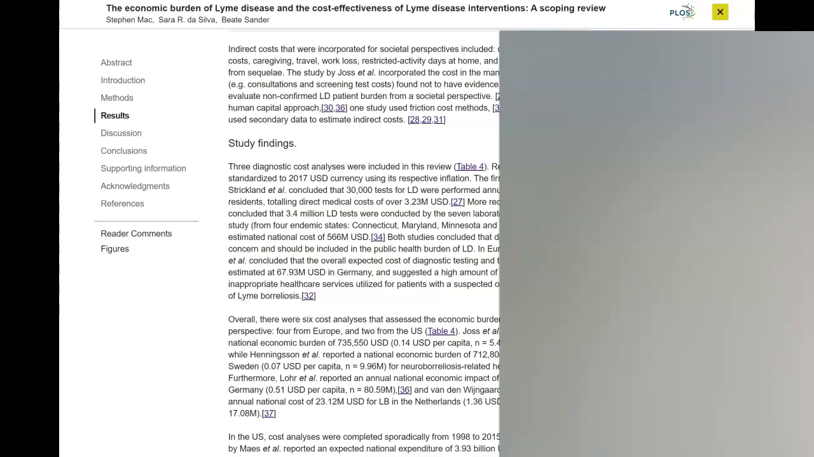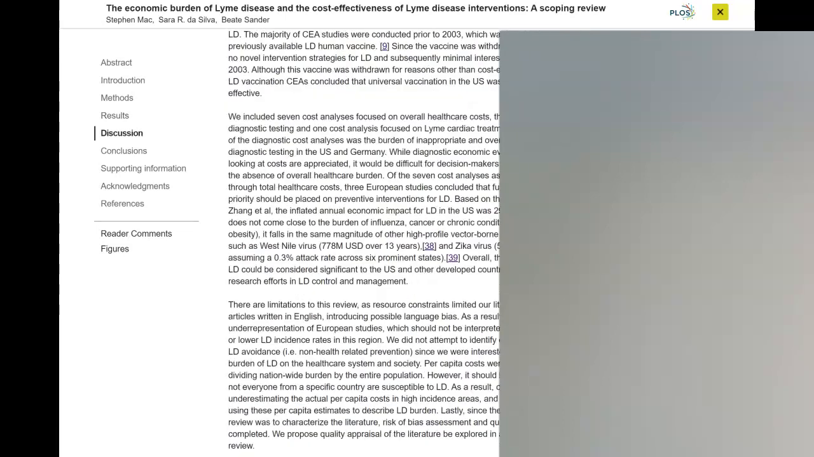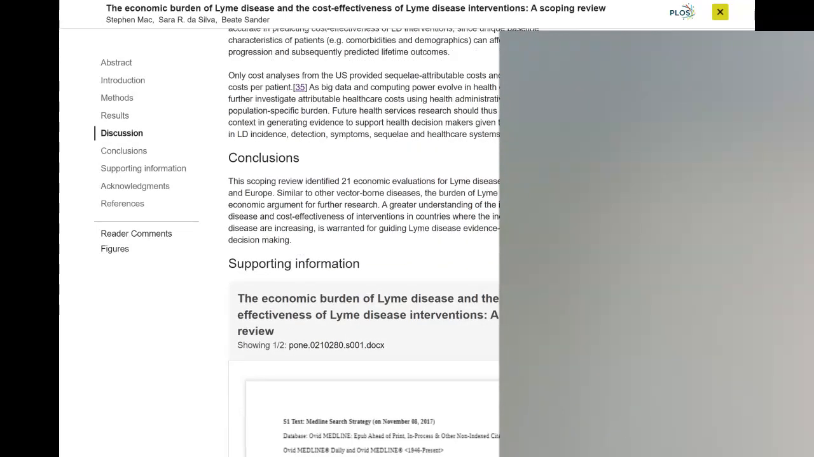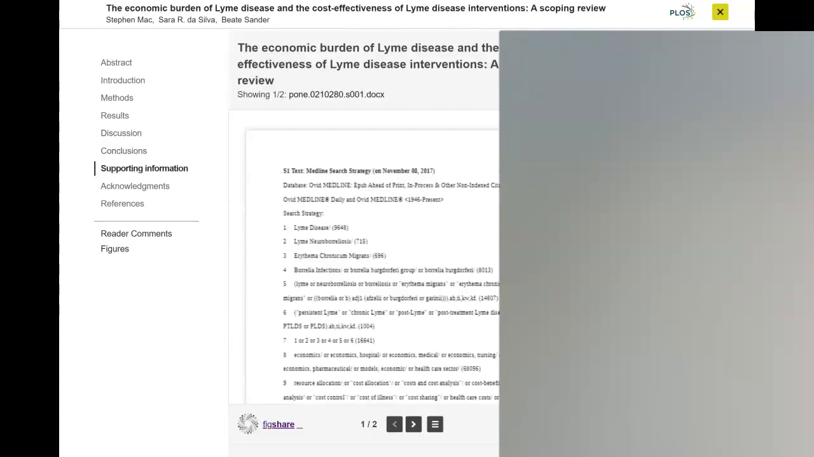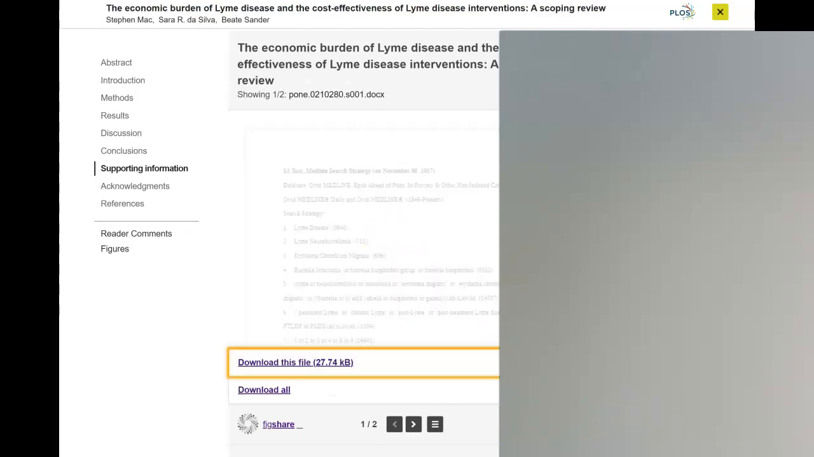Reported costs are standardized to 2017 USD with respective inflation. The first U.S. study by Strickland found that 30,000 tests were performed annually. Of course, there are limitations and then conclusions, and then they actually give you the search strategy, which is very interesting.